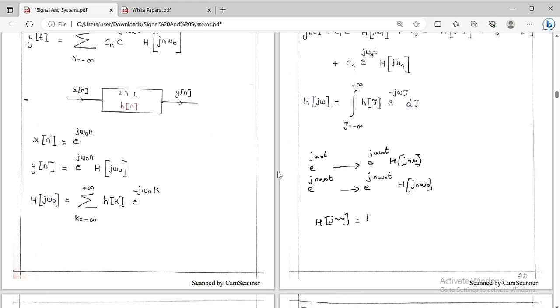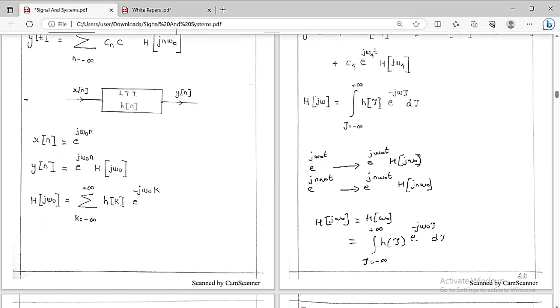Or simply we can say H of omega naught, which is equal to the integration from tau equals minus infinity to plus infinity of h of tau into e to the power of minus j omega naught tau d tau. So these things you always have to keep in mind. Therefore, you can write either H of j omega naught or H of omega naught, equal to the integration from tau equals minus infinity to plus infinity of h of tau into e to the power of minus j omega naught tau d tau. So this is for the continuous time case.